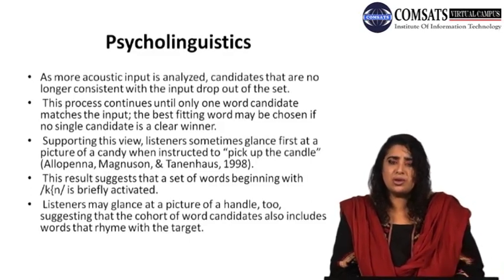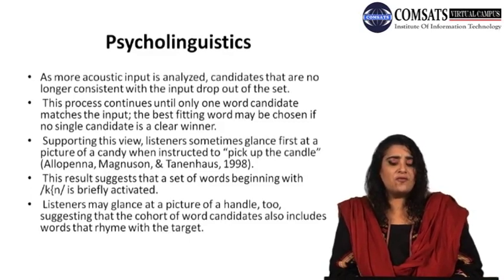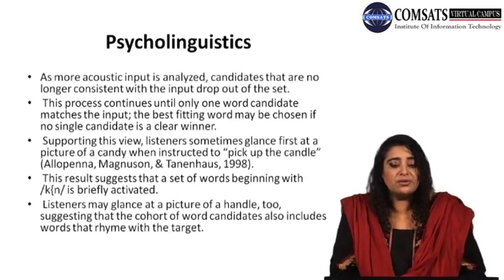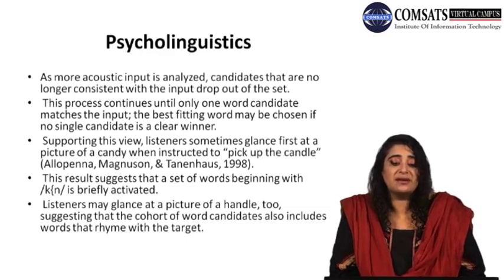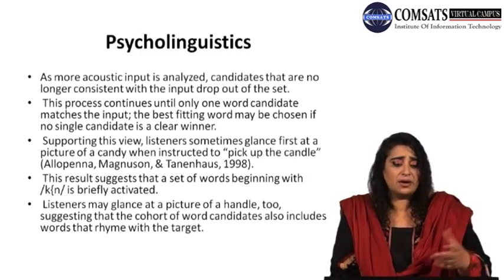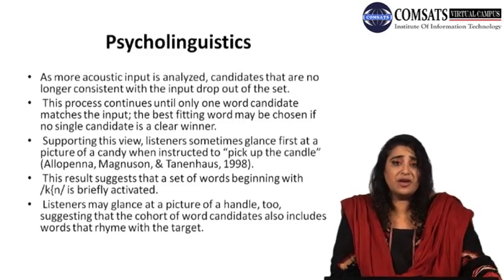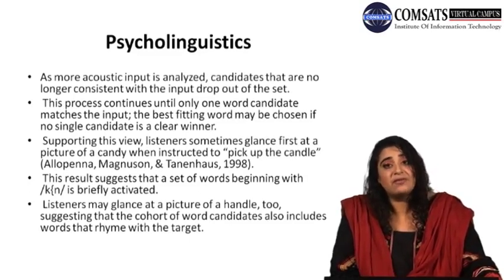All of this is going on in our brain and mind so fast, in milliseconds, that we sometimes don't even realize it. When somebody says something and we are trying to understand, we are processing those words so fast to comprehend and make a match with the input. The best fitting word may be chosen if no single candidate is a clear winner. So we would choose a word from our memory, even if we can't exactly distinguish it or if we haven't heard that word before.